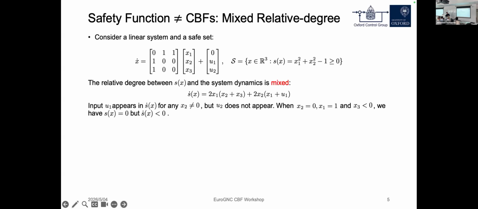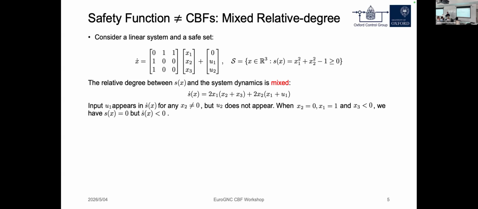And also, we can see from the expression, when x2 is 0 and x1 is 1, you are on the boundary of the obstacle, right? But if x3 is smaller than 0, then this S dot is smaller than 0, which means that you are on the boundary of the obstacle. No matter how large u1 or u2 is, you are always unsafe. So there is no way to design u1 and u2 to make you safe at this point for this system.